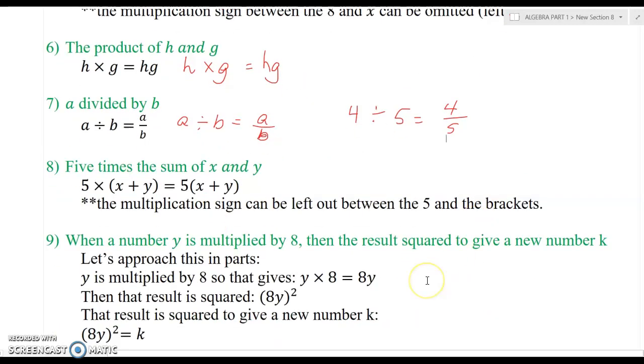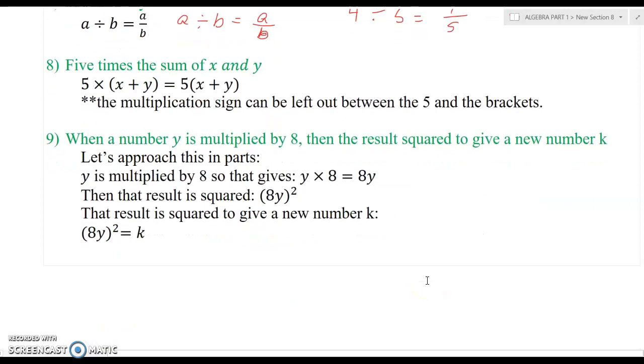Alright, and the two little harder ones. Number 8 and 9. 5 times the sum of x and y. So 5 times the sum of x and y. Now you see I put this in brackets because the sum of x and y is one thing together. So 5 times the sum of x and y. And you could remove this multiplication sign to just have 5 open brackets x plus y, right?